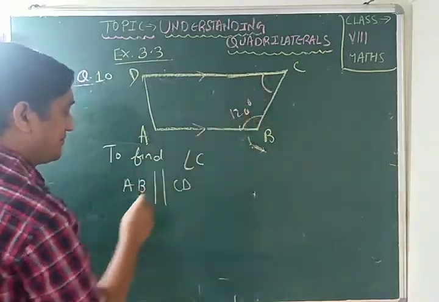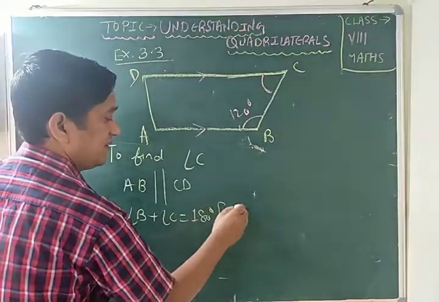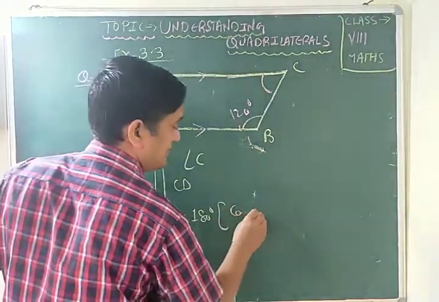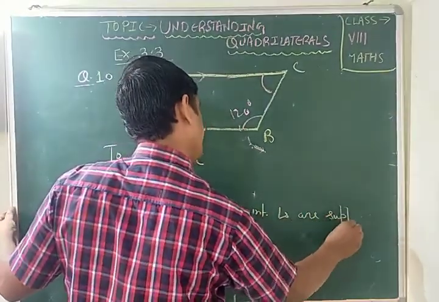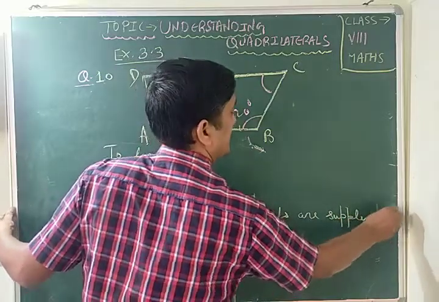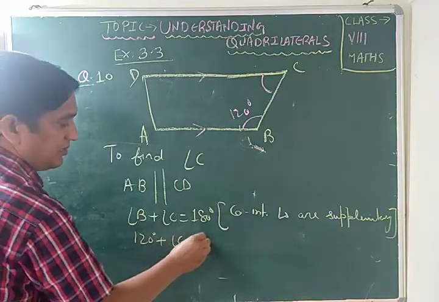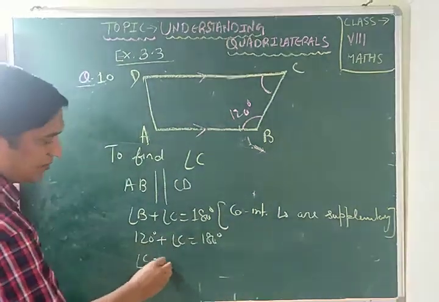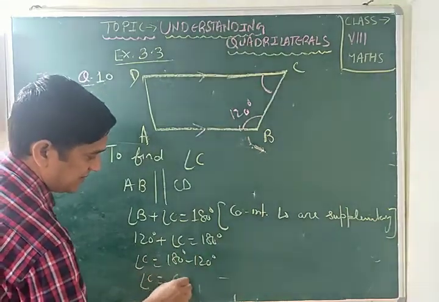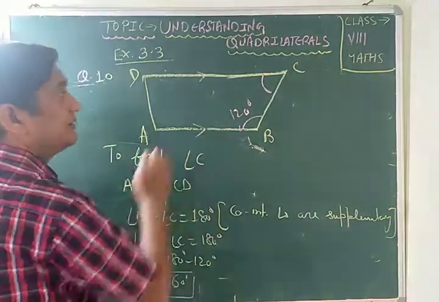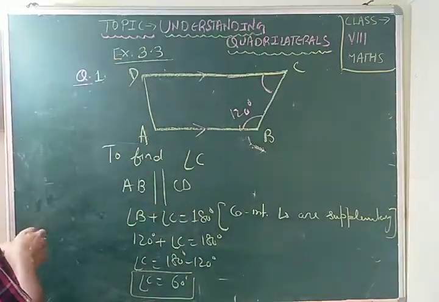So children, we know that if AB is parallel to CD, it means the sum of these two angles, angle B plus angle C, must be 180 degrees. Co-interior angles are supplementary if lines are parallel. So it becomes 120 plus C equals 180. So angle C equals 180 minus 120 degrees, which is 60 degrees. The value of angle C is 60 degrees. Now children, this is question number 11.